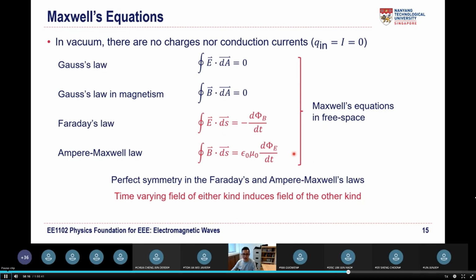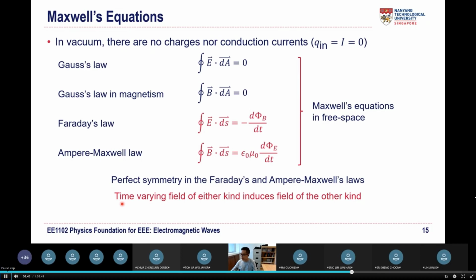Okay. Now, this is very symmetric, right? You have Gauss's law and Gauss's law for magnetism, which are eventually the same. And for these last two, you can also see there's a symmetry in how changing magnetic flux is going to create an electric field, and how changing electric field is going to create a magnetic field.